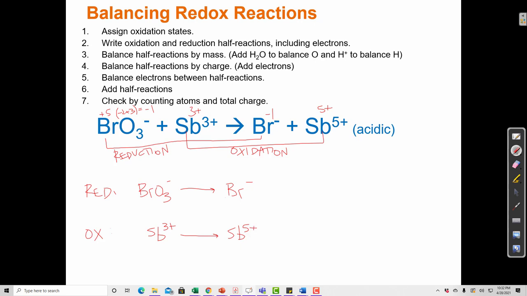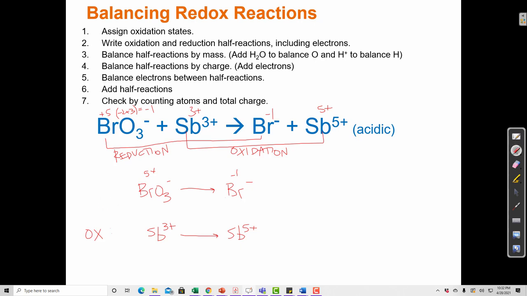All right, so I've broken them into half reactions. Now, I have to make sure that I have the right number of electrons. I have to add electrons to my half reaction. So when I add electrons to my half reaction, what I'm doing is accounting for the change in oxidation state. If bromine went from plus 5 to minus 1, by how many did its oxidation state change? Well, it decreased by 6, right?